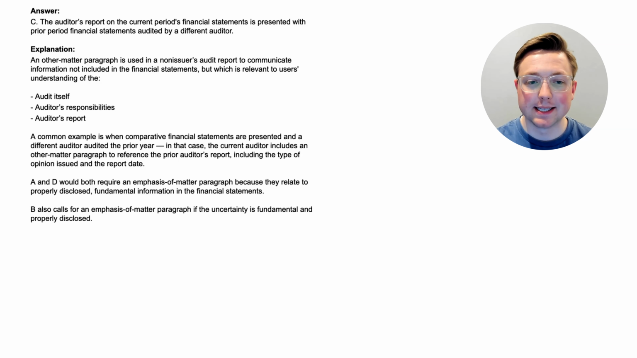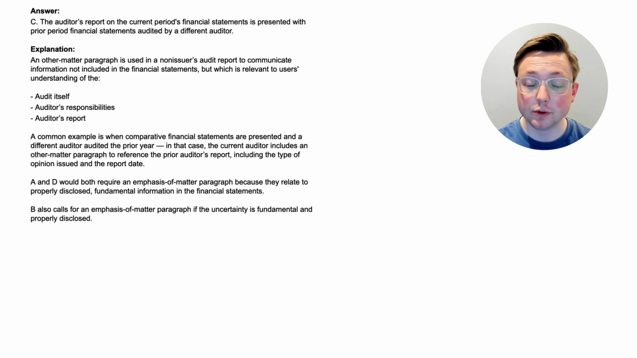All right, here we are. The answer is C. The auditor's report on the current period's financial statements is presented with prior period financial statements audited by a different auditor. So this would be a situation where you would want to have an other matter paragraph for a non-issuer. And I want to make that a key distinction in a moment here. This is specifically for a non-issuer, but let's dive into the explanation first.